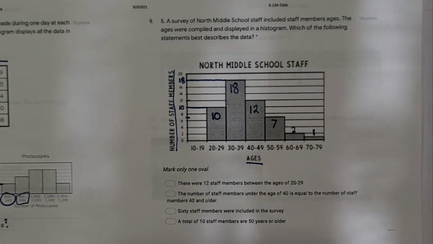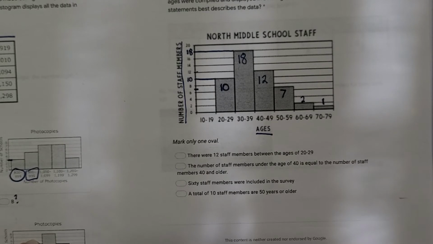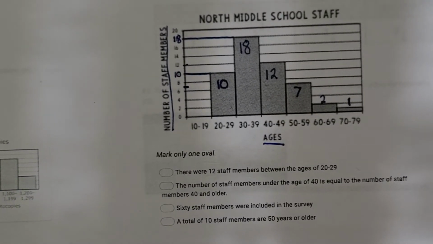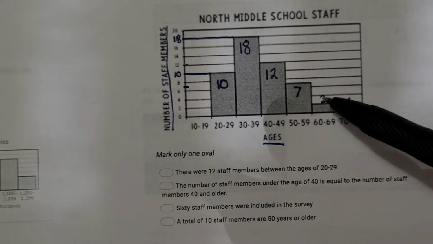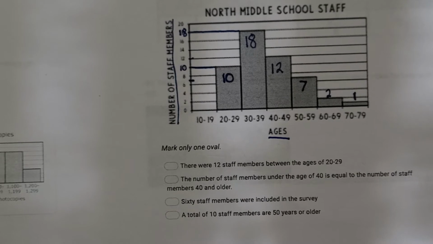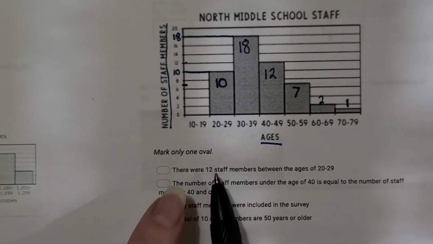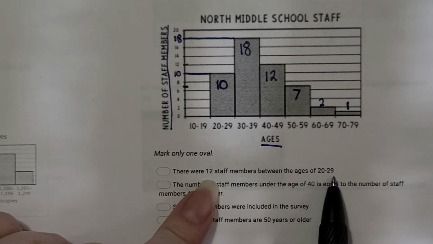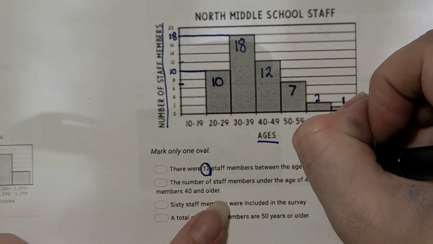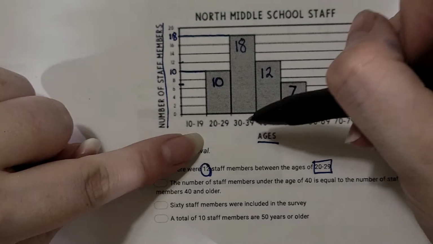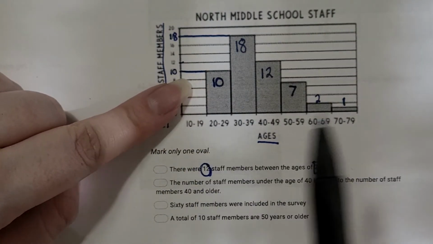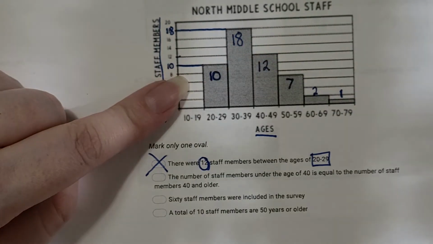All right. So now we can answer our question a little easier because we need to find the statement that best describes the data. So one of these is true and 3 of them are not. Okay. So there were 12 staff members between the ages of 20 and 29. So our range, 20 to 29, were there 12 staff members? In this case, no, we knew there were 10. So it's not the first one.